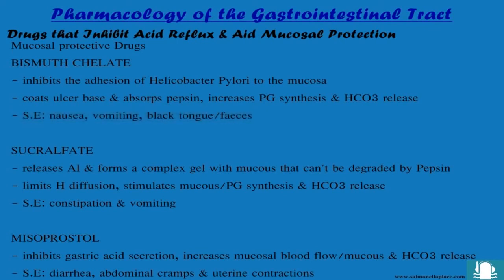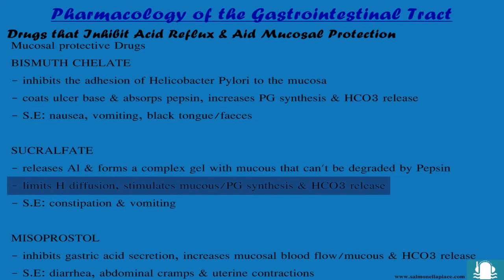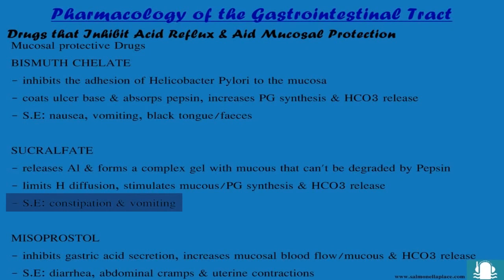The next is sucralfate, which is sucrose and aluminium sulfate. It releases aluminium when the acid is present, and it forms a complex gel with the mucus, which decreases its degradation by pepsin. It limits the hydrogen ion diffusion and stimulates mucus and bicarbonate ion and prostaglandin synthesis. It's given per os, and it's long-lasting, up to 3 hours. However, it can cause drug interactions. It decreases the absorption of fluoroquinolones, theophylline, and digoxin. Its side effects include constipation and vomiting.